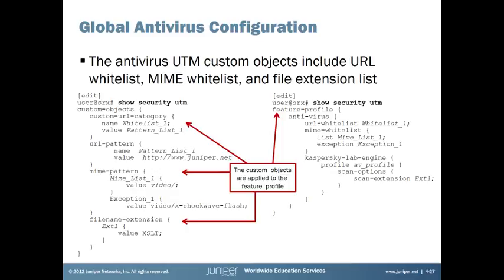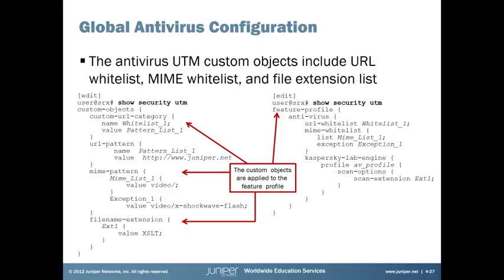Okay, so the antivirus UTM custom objects include URL whitelist, MIME whitelist, and file extensions list. MIME describes different types of content that comes in through mail. So here's an example. We've got a whitelist. Normally a whitelist will be a list of URLs that you're saying these are okay. We're not going to scan these because we know they're okay.